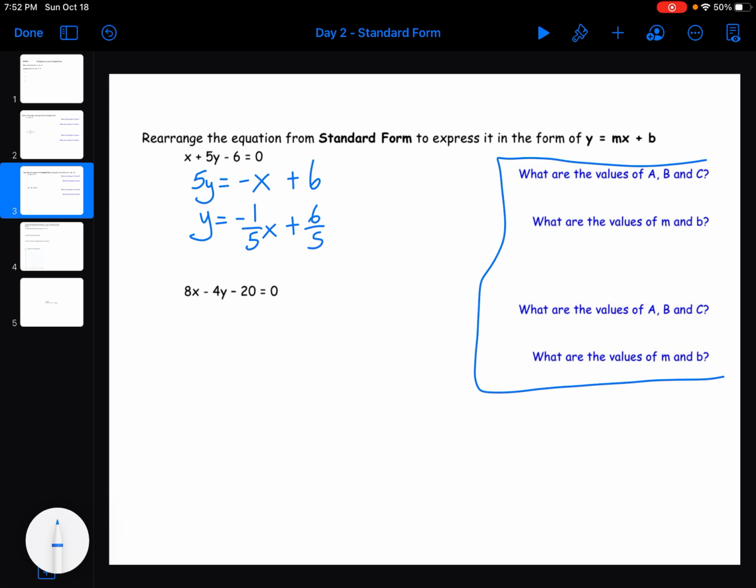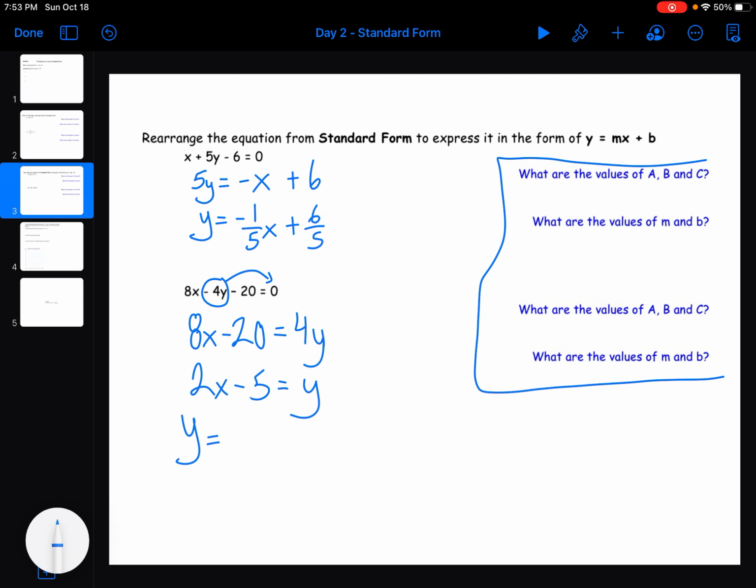Okay, the next one. This one, we can actually move this y to the other side, and it makes things a little bit easier. So the next one's not in standard form because we could have reduced this, but that's okay. So this one, we have 8x minus 20 equals 4y. And now I can divide every term by 4. So we get 2x minus 5 equals y. And then I'm going to just rewrite that so that it looks nicer, y equals 2x minus 5.